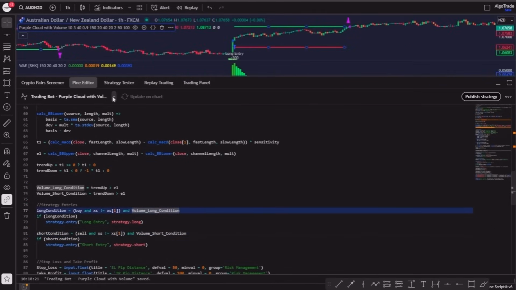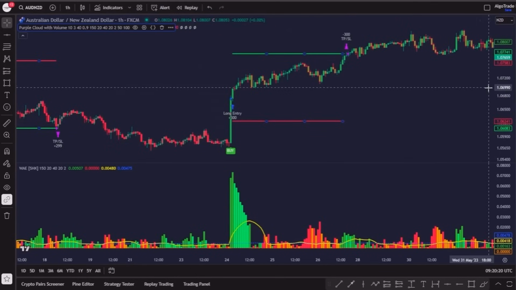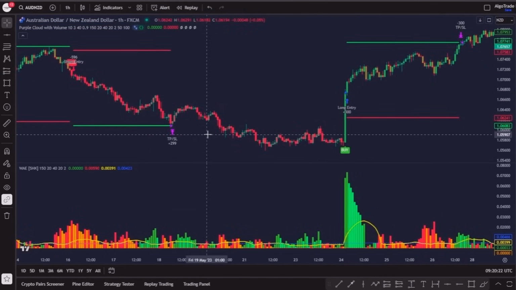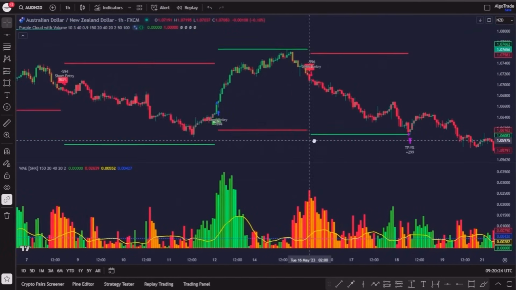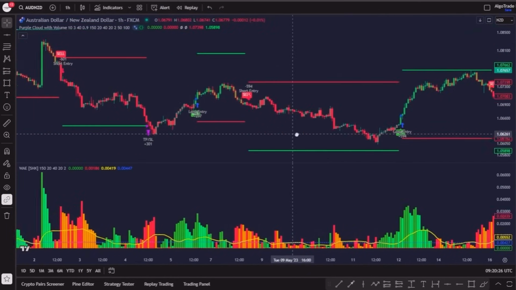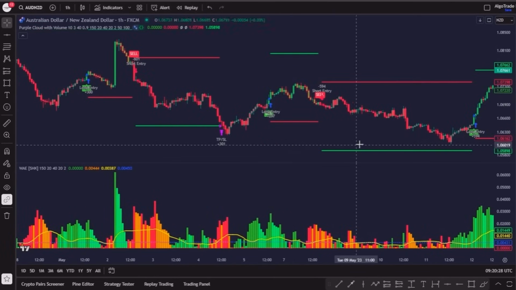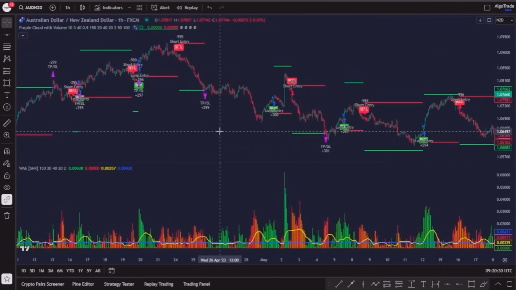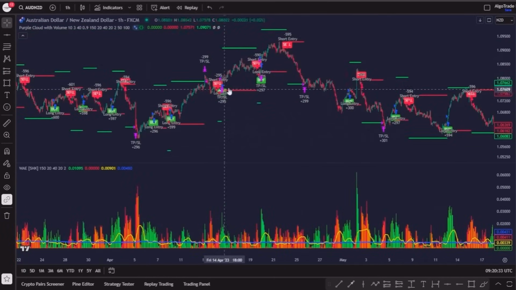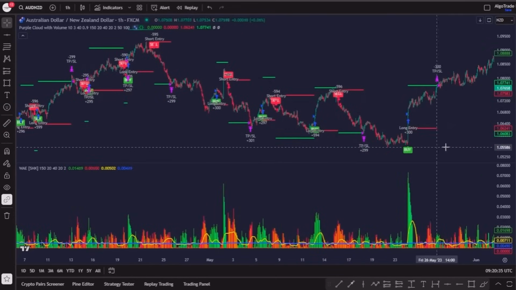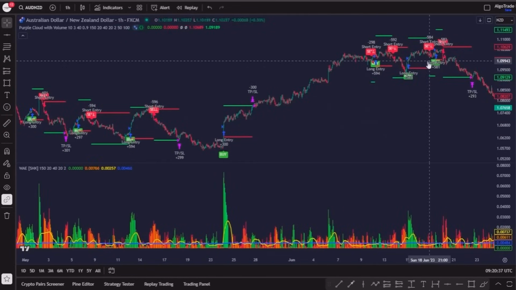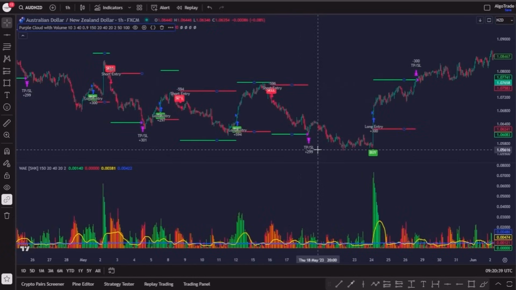After saving and updating the chart, we now have a bot that only enters trades when the purple cloud gives a signal and the Waddah Attar explosion confirms strong momentum with high volume. However, as you can see, even with this volume filter active, the bot is still taking some fake signals. So what can we do? Simple, we adjust the indicator's inputs.